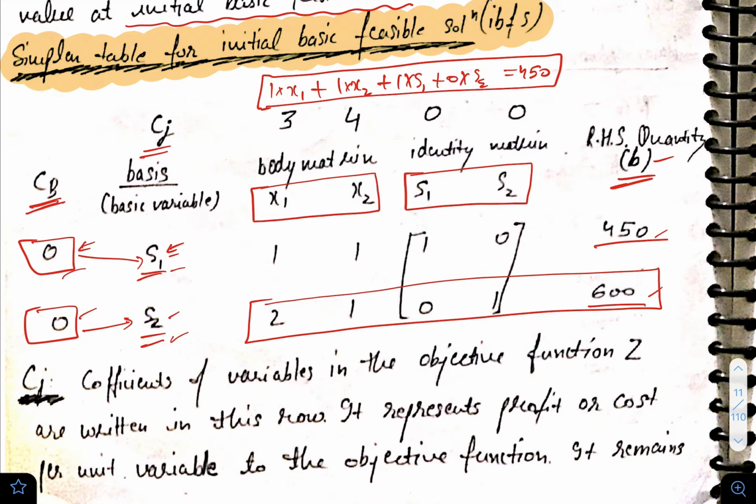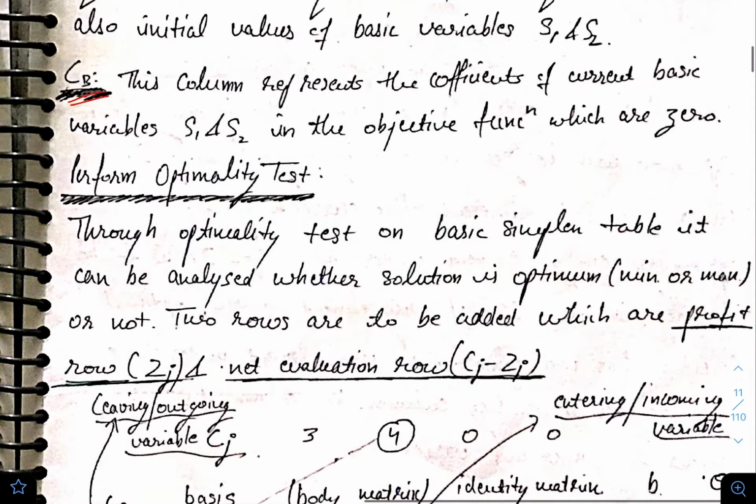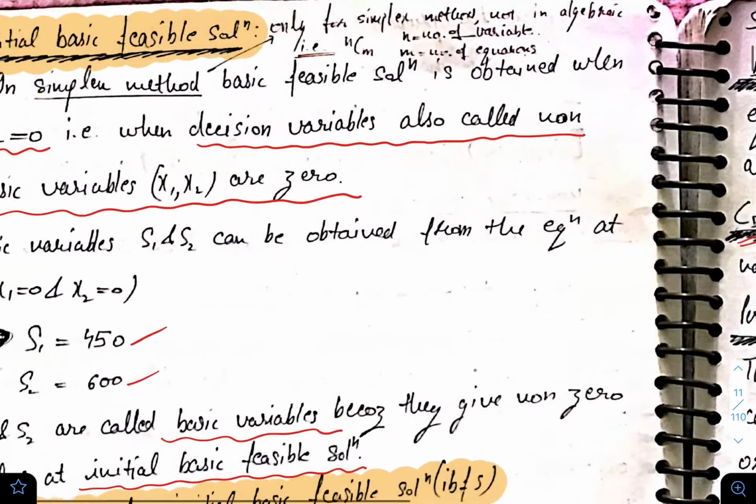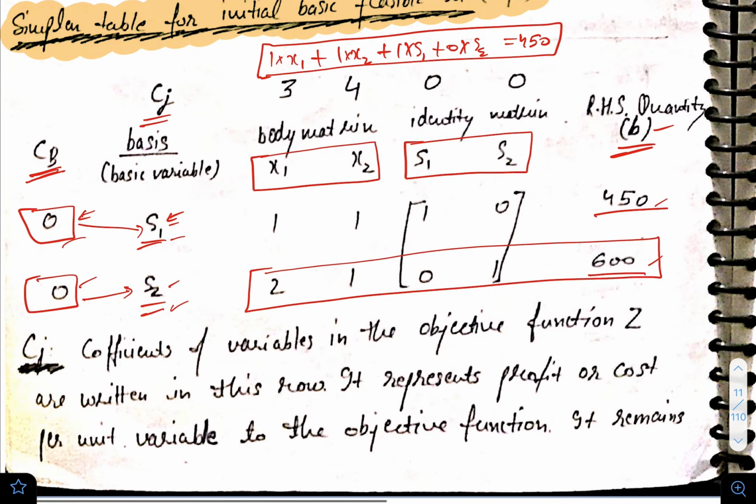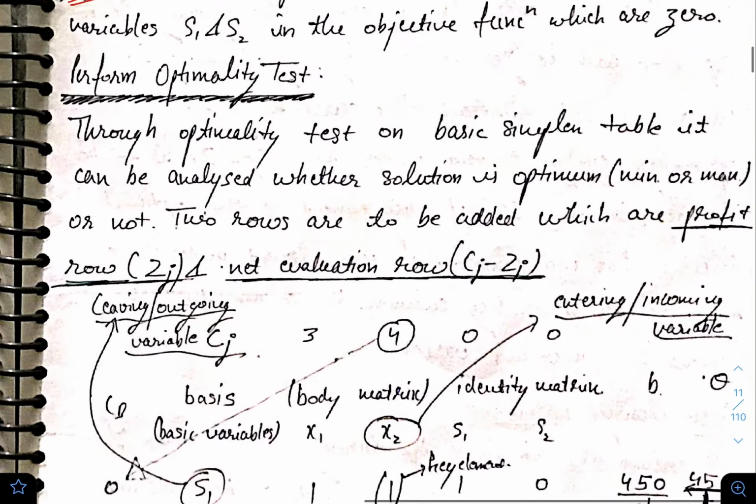So this is my next step. We have seen what all these things are. What is CB? What is CJ? Right? And here x1, x2 are my non-basic variables, then s1 and s2 are my basic variables. Then this is the RHS quantity of my constraint equations, B over here. Fine.